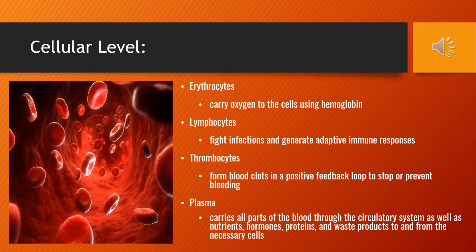And lastly, plasma carries all parts of the blood through the circulatory system, as well as nutrients, hormones, proteins, and waste products to and from the necessary cells.